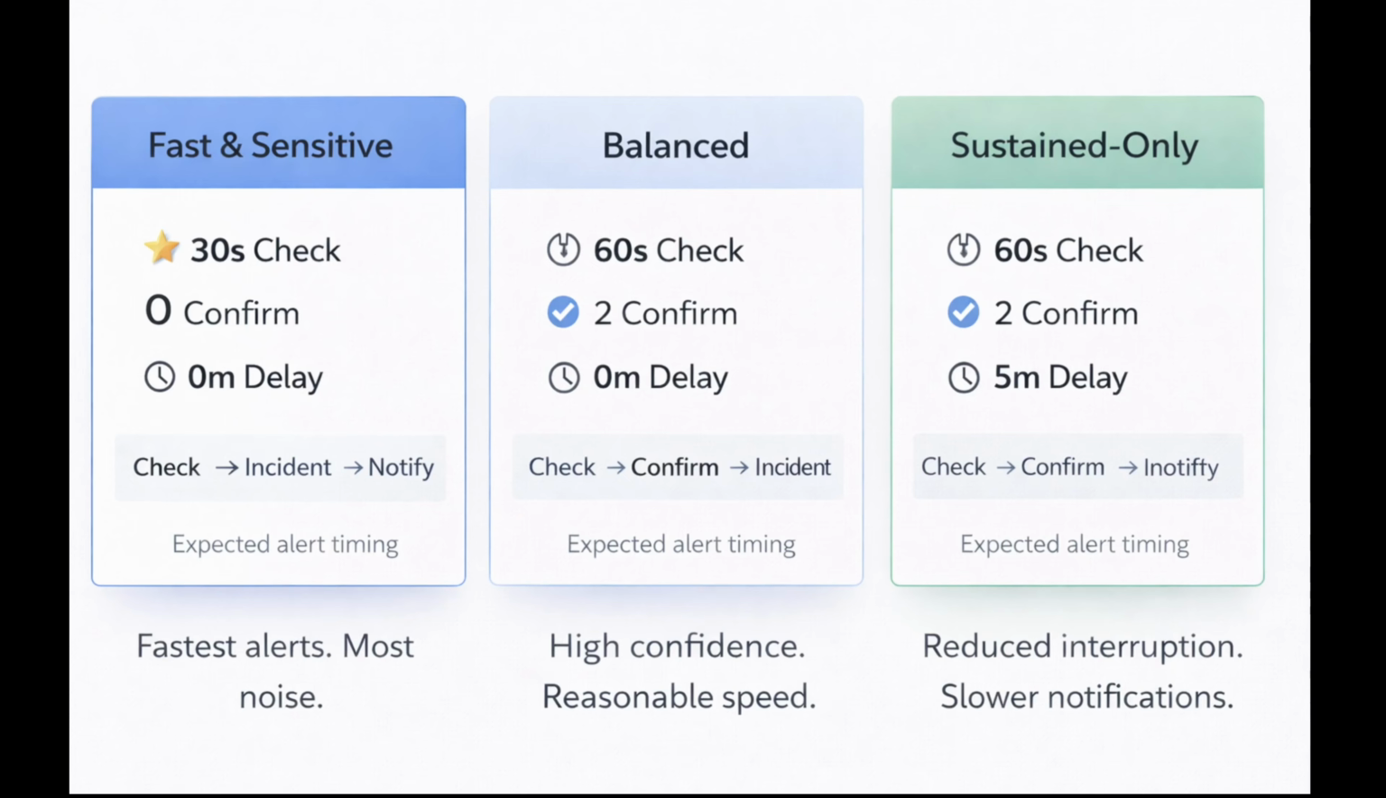Now let's take a step back for a second. Monitoring is not about reacting to every failed check. It's about reacting to meaningful failure. A single failed request is data. A confirmed outage is signal. A notification is escalation. These are 3 different layers of responsibility. And when you understand them separately, alert behavior stops feeling unpredictable. It becomes engineered. Speed without confidence creates noise. Confidence without speed creates delay. Good alerting lives in the balance between the two. And that balance is not universal. It depends on what you're protecting.